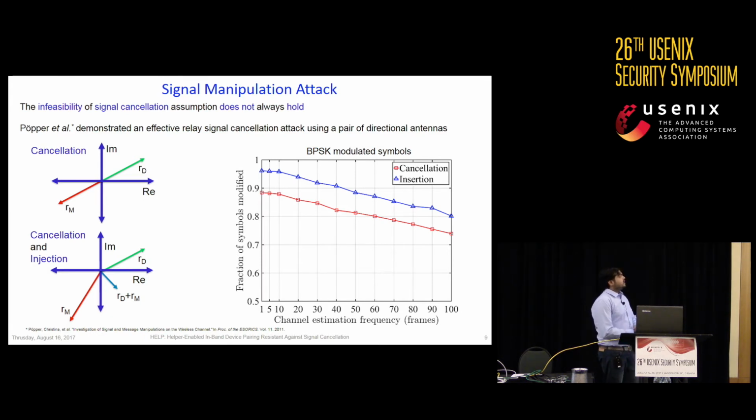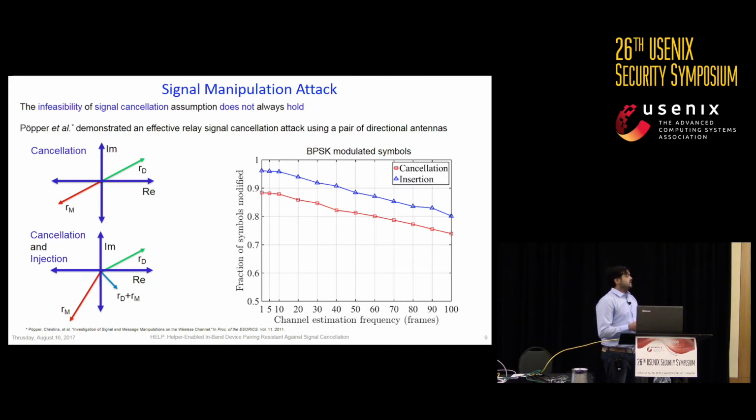Now, to understand how this cancellation works, suppose for a particular symbol, the constellation point received from the device is represented by the green line. If Mallory transmits a constellation point for that symbol, and it is received as an exact copy of the constellation point received from D, but shifted by pi, then the superimposed signal will be reduced to the noise floor, thus causing cancellation of that particular symbol.